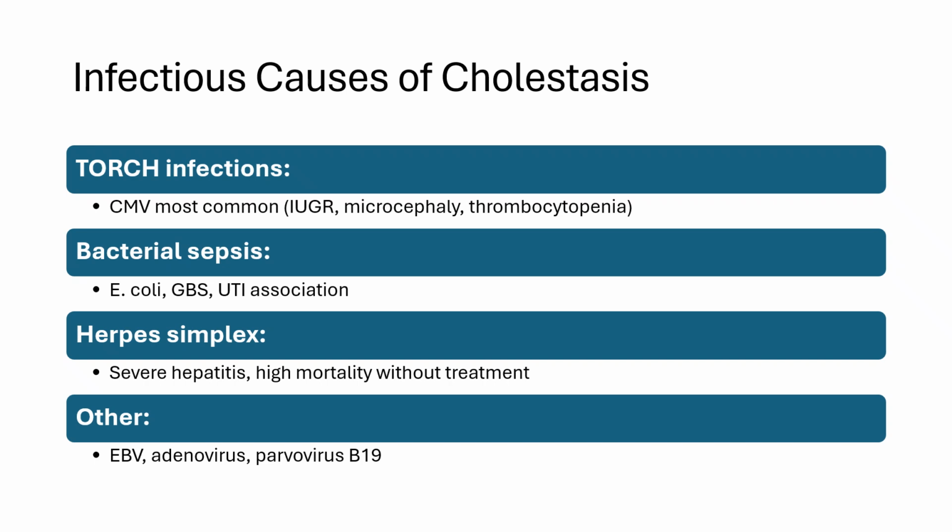Cytomegalovirus leads all congenital infections causing cholestasis, presenting with microcephaly, periventricular calcifications, and thrombocytopenia alongside liver involvement. The virus directly infects hepatocytes and bile duct epithelium. Diagnosis requires urine CMV culture or PCR within the first 3 weeks of life. Later testing can't distinguish congenital from postnatal infection.